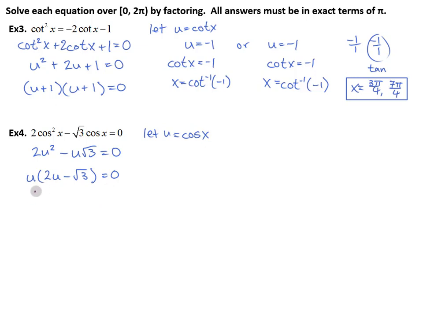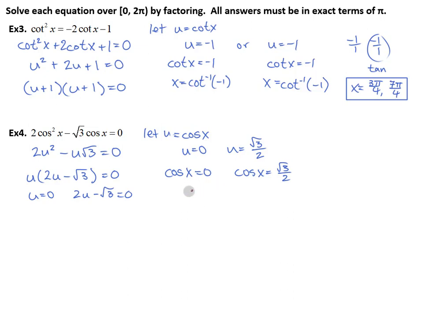Okay, and then we do have two things we can set equal to 0, either u equals 0 or 2u minus root 3 equals 0. So solving each of those for u, we get u equals 0, and u equals positive root 3 over 2. Add root 3, divide by 2. So plugging back in cosine, and then taking the inverse cosine of both sides.